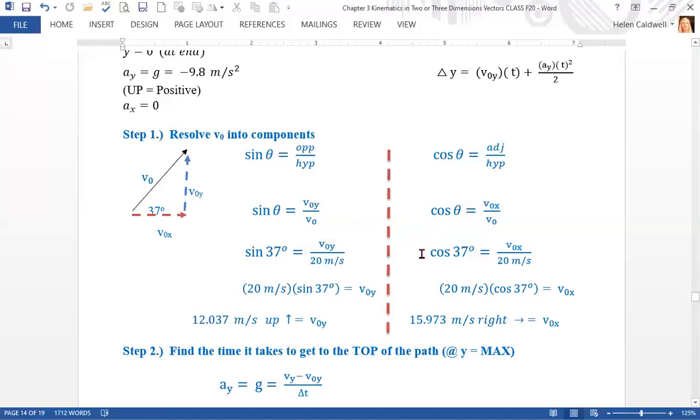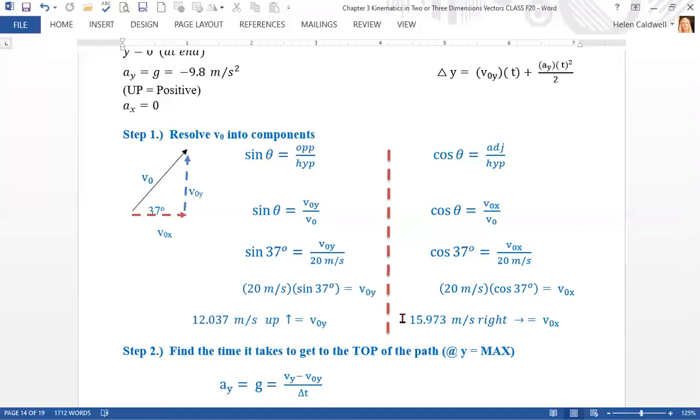So cosine, the angle is 37 degrees, V0 is 20 meters per second. We plug in. The 20 meters per second is in the denominator. To get it out, we multiply both sides by 20. So 20 meters per second multiplied by the cosine of 37 degrees equals V0 in the x direction. And I got 15.973 meters per second. And it goes right because of my diagram. Not only do you have to give me the magnitude, you have to put down the units, and you have to tell me the direction.